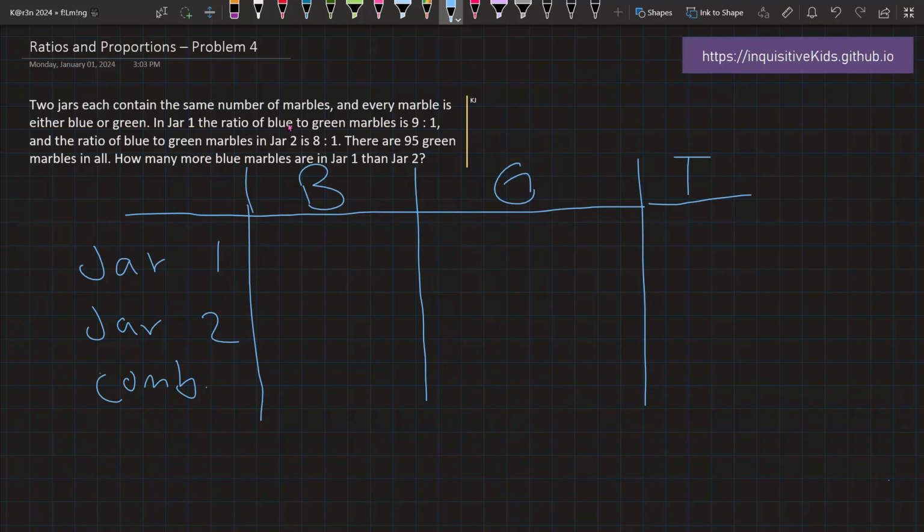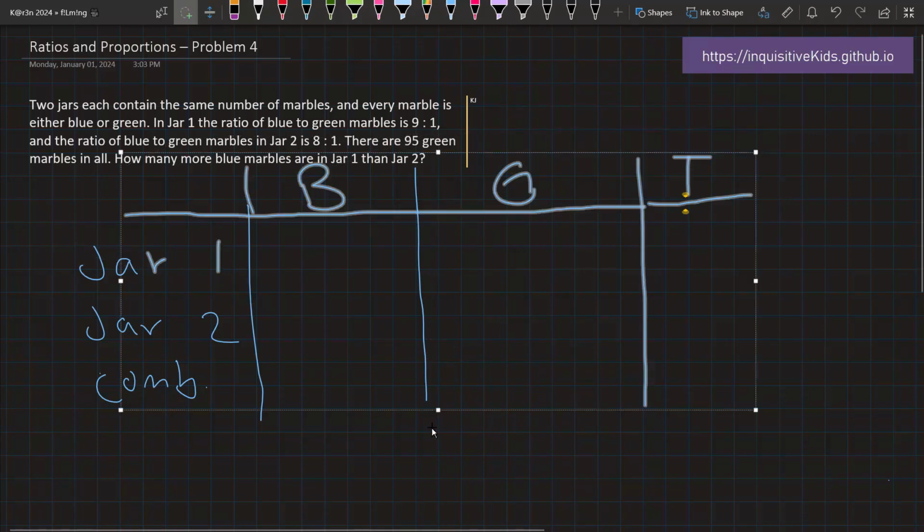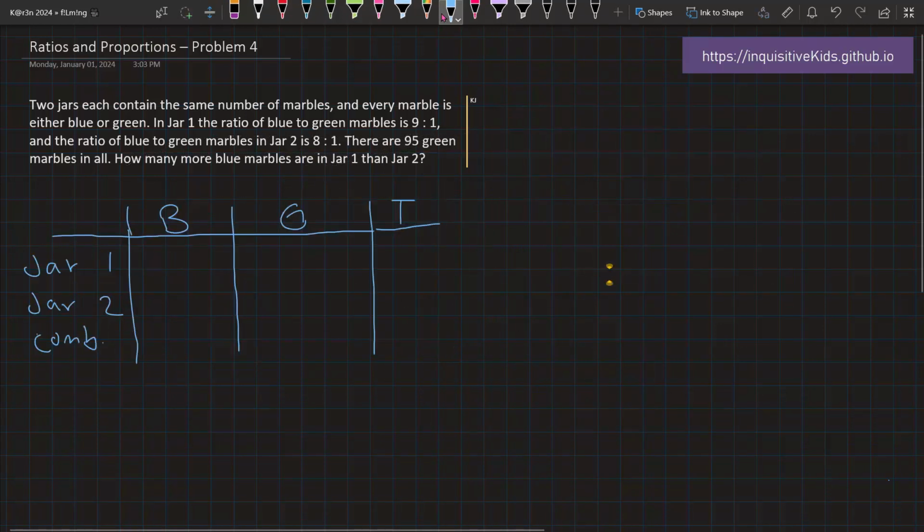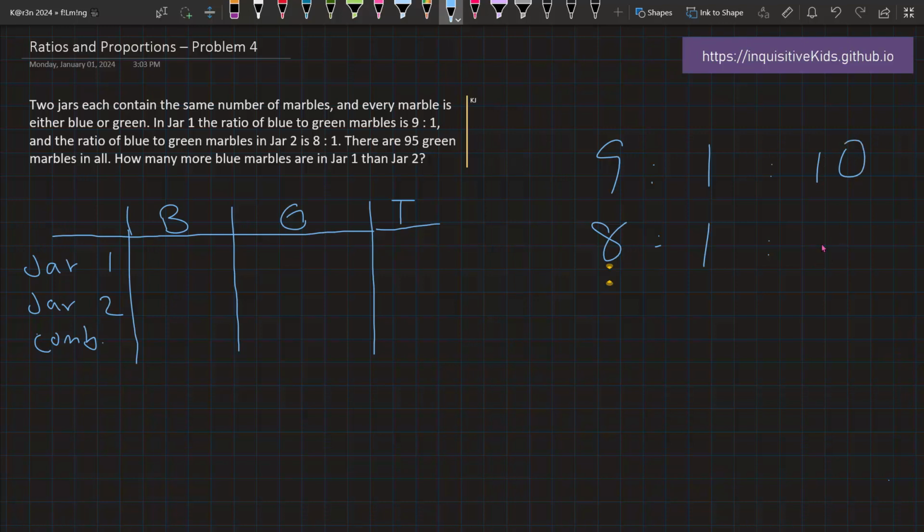So we know the ratio of blue to green marbles in jar 1 is 9:1. I'll put this aside for now until we have the final determined number of marbles. But now we're going to work with the ratios. So the ratio of blue to green marbles in jar 1 is 9:1, and the same ratio in jar 2 is 8:1. And I also like writing out their total just because it's easier when we have to work with part to whole ratios.